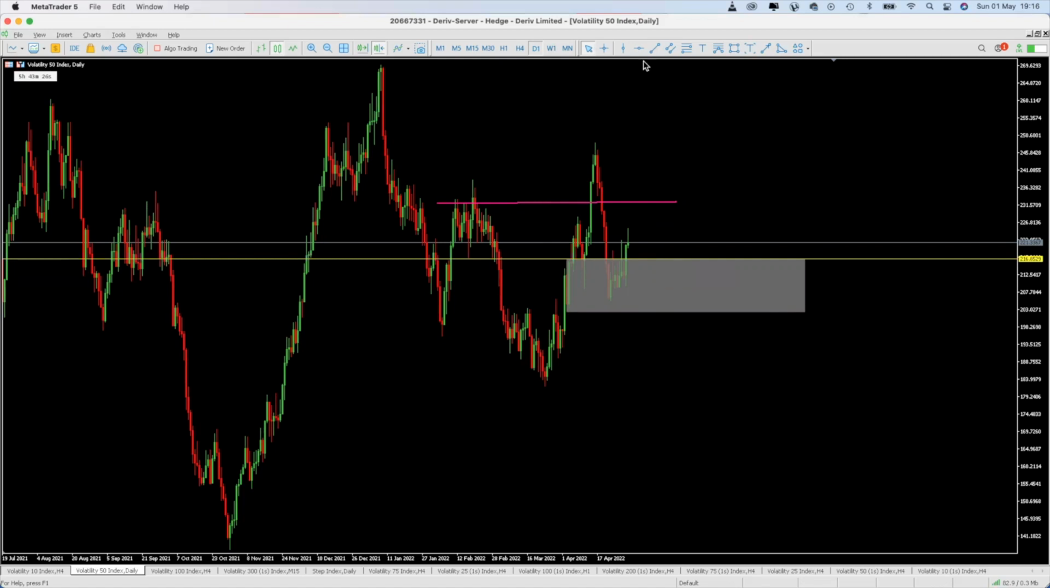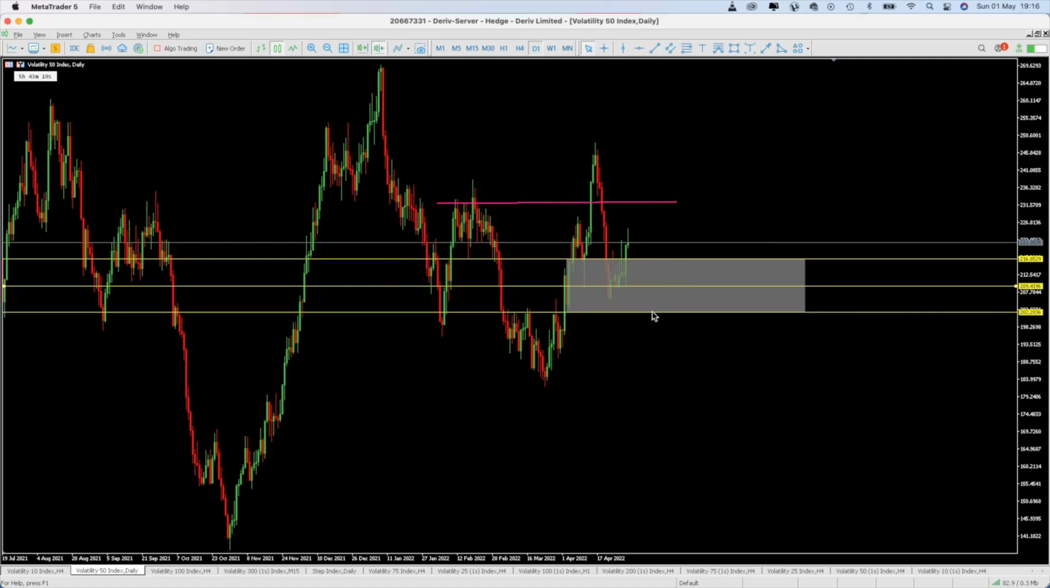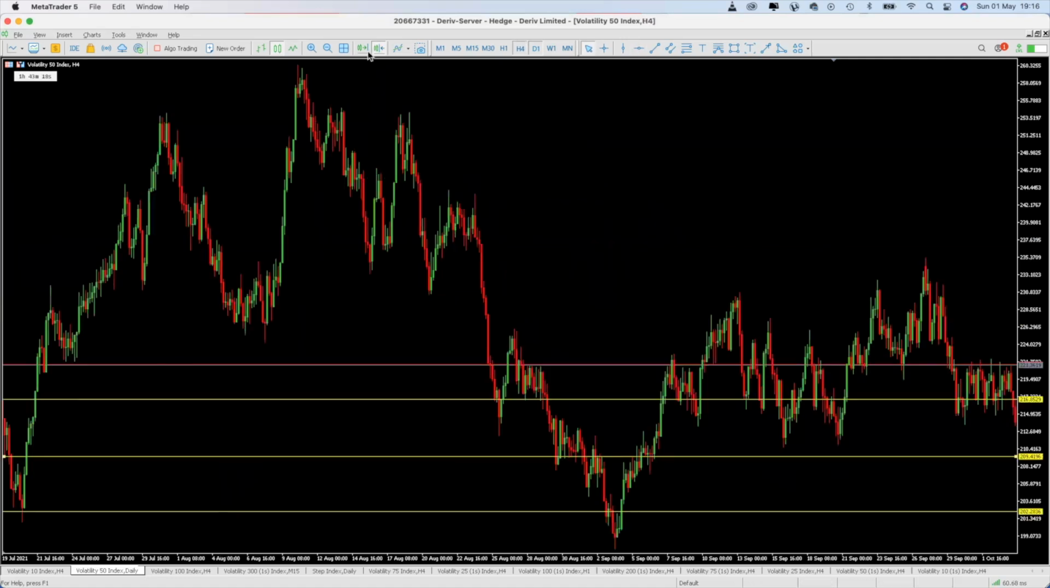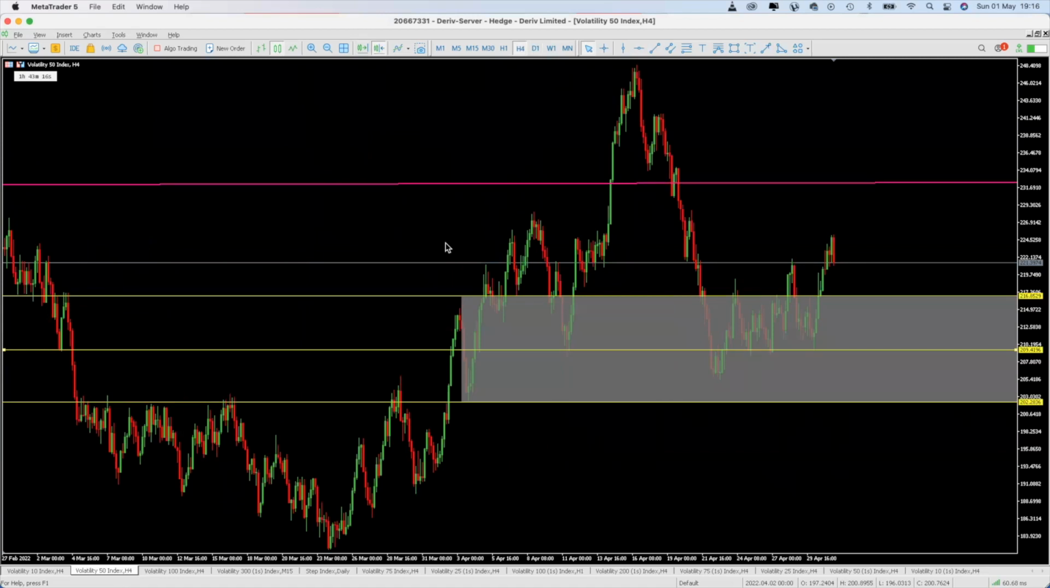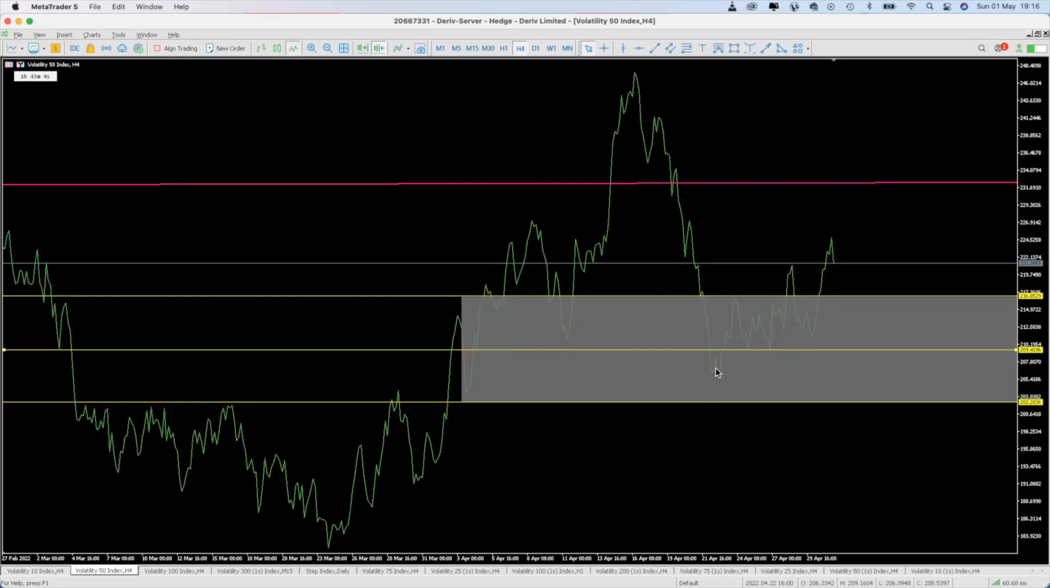We got 100%, we got 50%, and now 0%. So if I move down to the 4-hour time frame, you'll see that price actually bounced off of this 50% level, and then it's been making higher highs. If I switch to the line chart, you will see what I'm talking about. The market made a higher high, higher low, higher high, higher low, higher high.